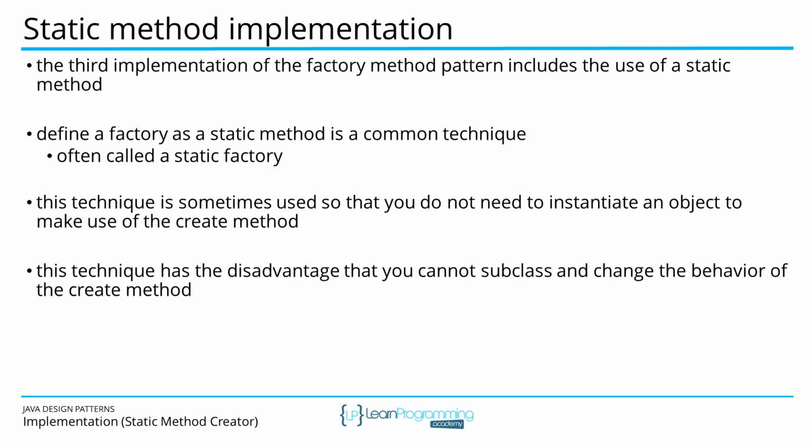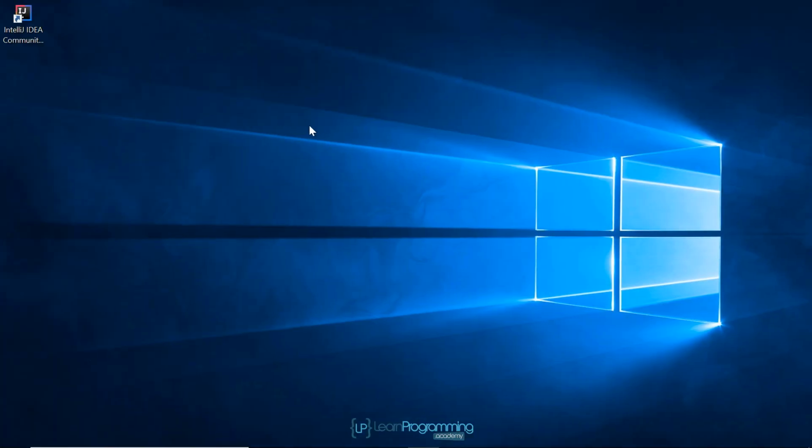It has the disadvantage that you cannot subclass and change the behavior of the create method. Right? So if you did want to change the factory method itself, you wouldn't be able to do it. So you would do this in simplified ways where you don't have any change in any of the factory methods. Let's walk through this in IntelliJ. Again, very similar to the previous example, we're just going to change one tiny thing.